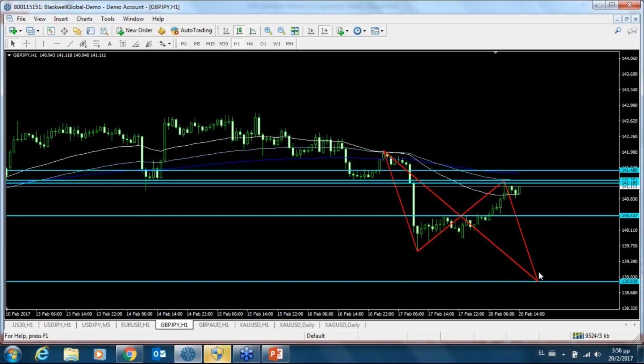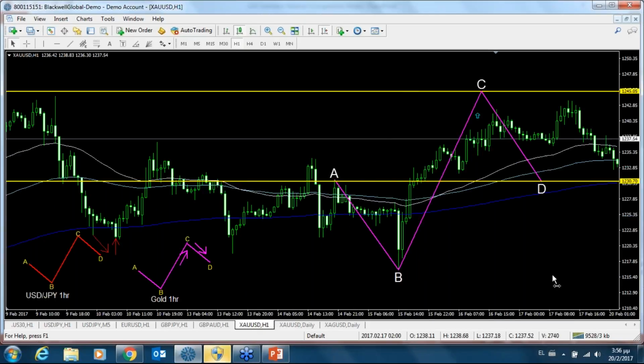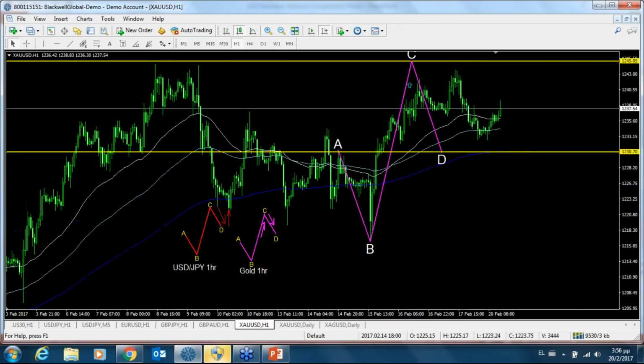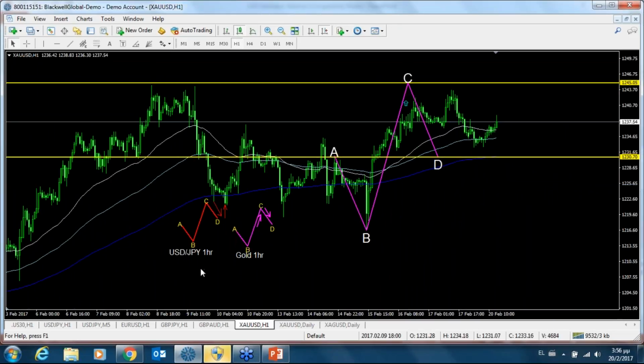Okay, so we have GBP JPY right there. Now, what's going on with the gold? We had a chat last week, if I'm not mistaken, about the differences between the ABCD pattern on the USD 1-hour chart, as you can see in red, and then the gold 1-hour chart, as you can see in purple.